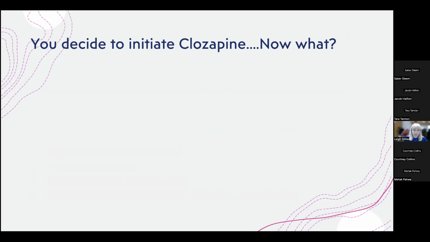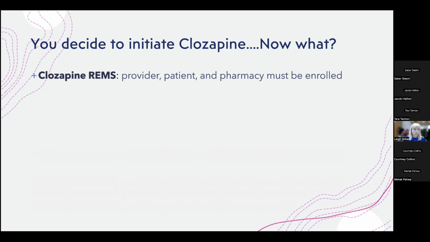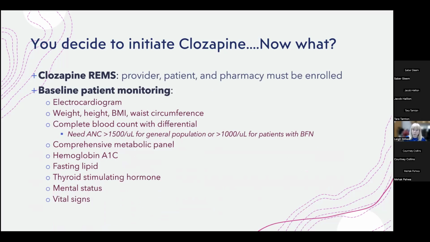So you decide that clozapine is the right fit for your patient. What's the next step? Well, you're going to make sure that you and the patient and the pharmacy are all enrolled in the clozapine REMS program. And you're going to do baseline monitoring. So you're going to get your EKG, the weight, height, BMI. We don't do a waist circumference at U of L, but it's recommended. A complete blood count with differential.